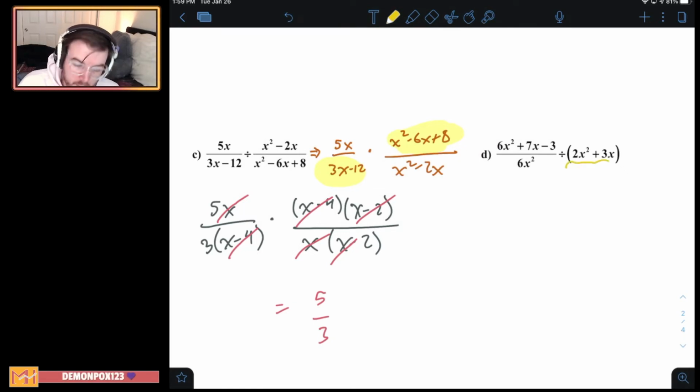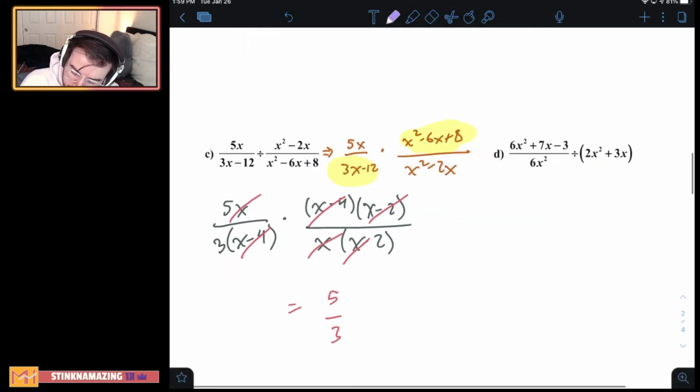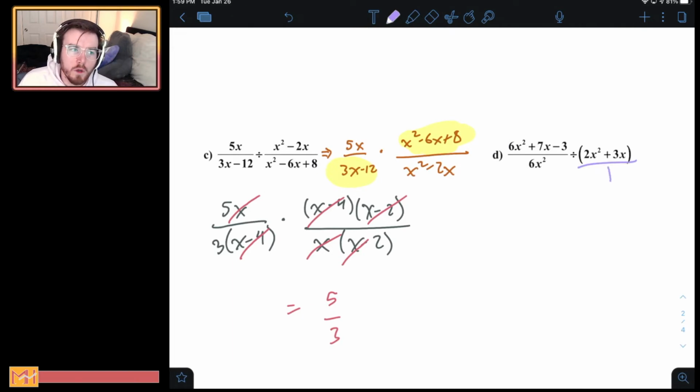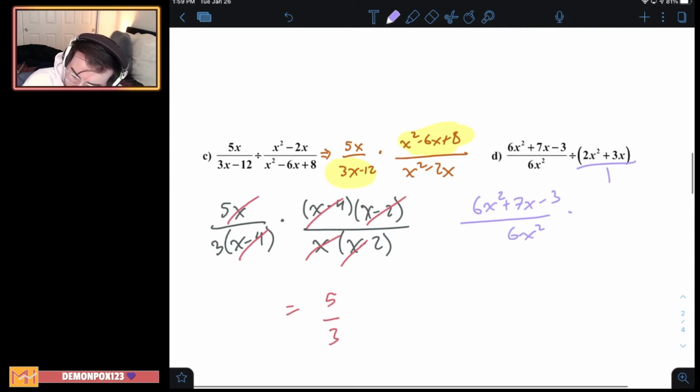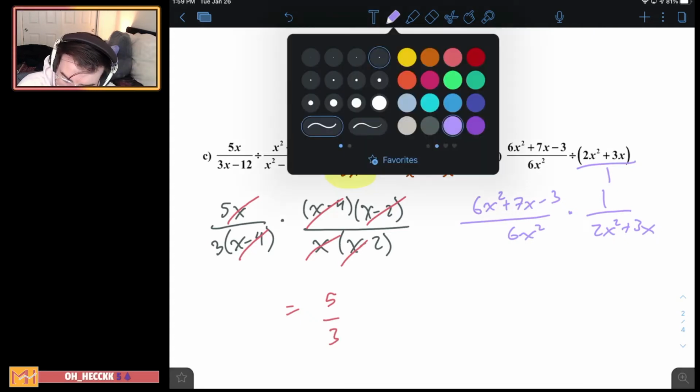This might throw you for a loop a little bit. This isn't a fraction, at least it doesn't appear so. What is the fraction? Well, you can write anything over 1. So that's exactly what we're going to do. When I rewrite this, times 1 over 2x cubed plus 3x. Again, we want the multiplication problem because then we can easily cancel out what's the same on top and bottom.